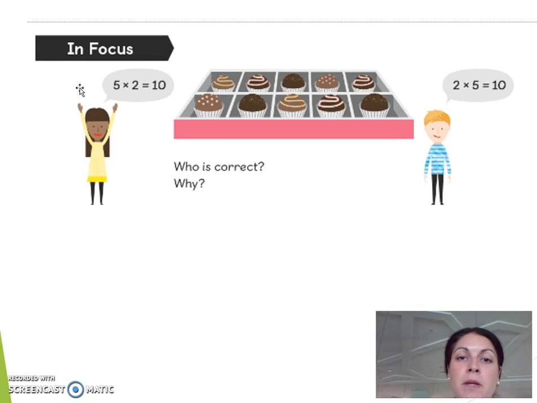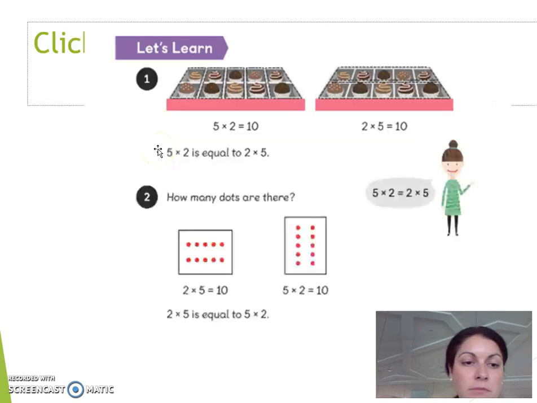So 5 multiplied by 2, what we have here, we can see that there are 5 cupcakes in each row. So 5 times 2 is 10. Here we can see that there are 2 cupcakes in each row. So this will be 1 row, 2 rows, 3 rows, 4 rows, 5 rows. And it's the exact same answer, and yes, it equals 10. So this just explains it further.